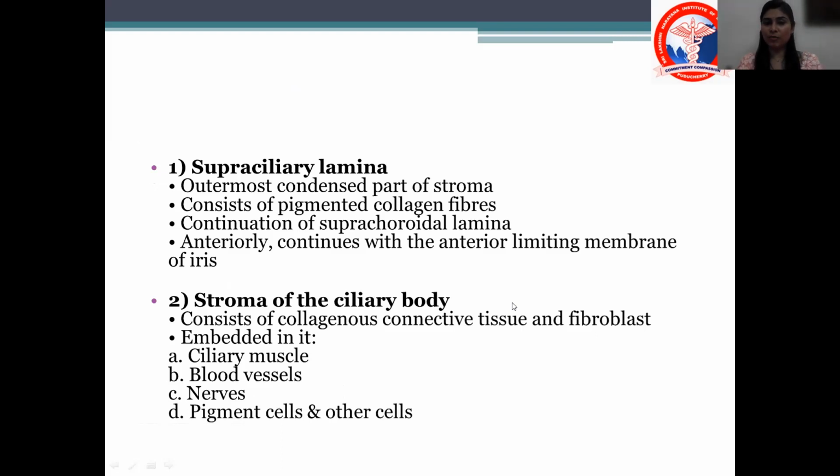The stroma of the ciliary body consists of collagenous connective tissue and fibroblasts. And there are ciliary muscles, blood vessels and nerves, pigmentary cells, and other cells that are embedded in the stroma of the ciliary body.